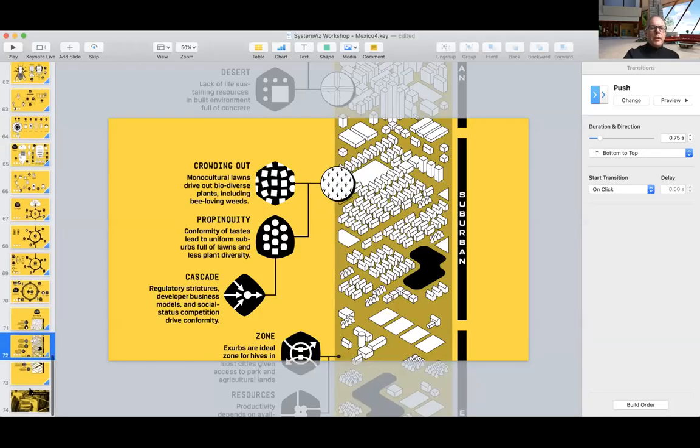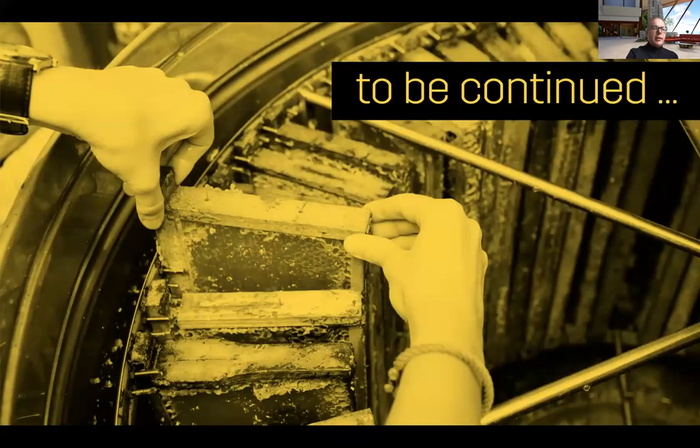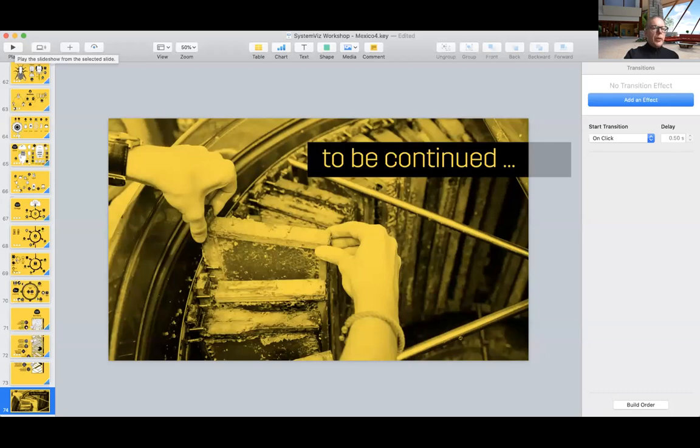We don't have time to go through all of this, so I'm just going to note that it's going to be continued, where I'll eventually be publishing this as a demonstration case so that you can go through this yourself. But what I wanted to do today is play around with the visual vocabulary when it comes to the pandemic. And so we want to go to the Miro board.